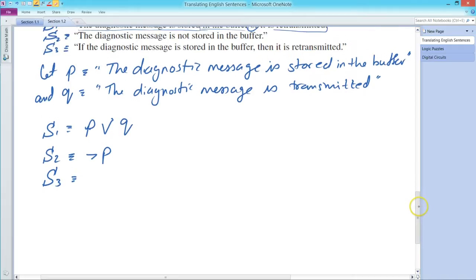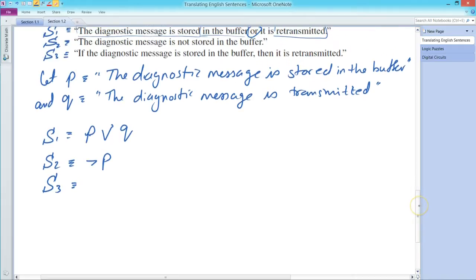S3 went out of the screen. Oh, there you go. S3 says if the diagnostic message is stored in the buffer, then it is transmitted. This expression gives us the indication that this is a conditional statement, so we can safely represent it as P implies Q. And now we have represented the three statements using three logical expressions.